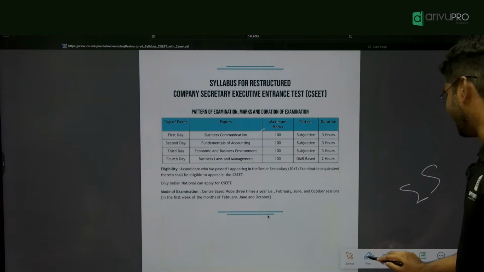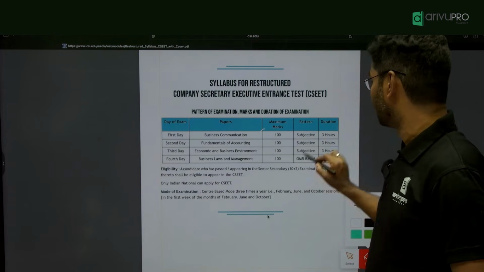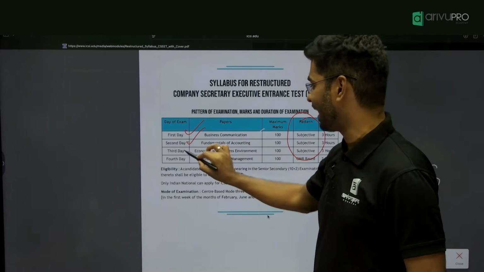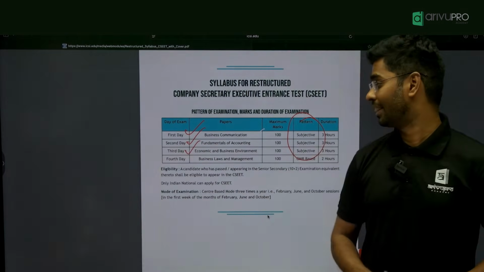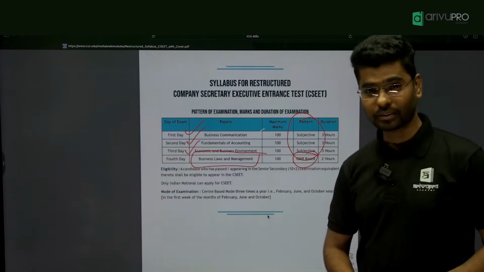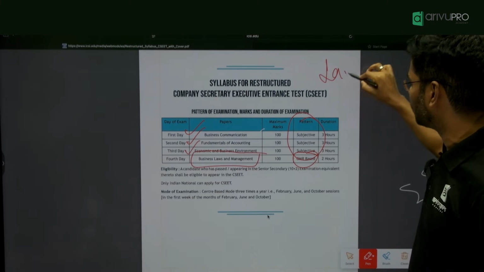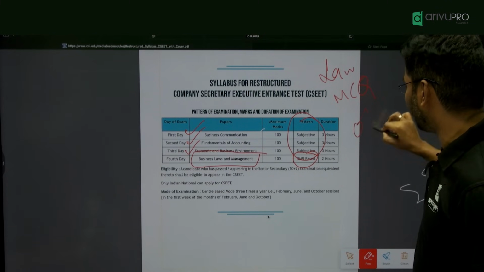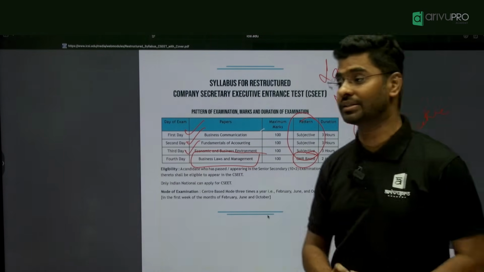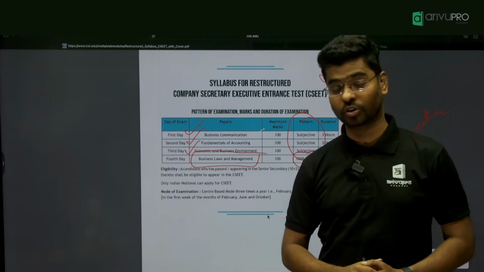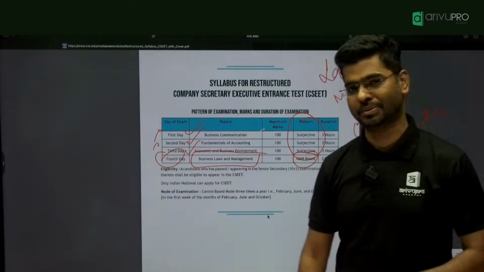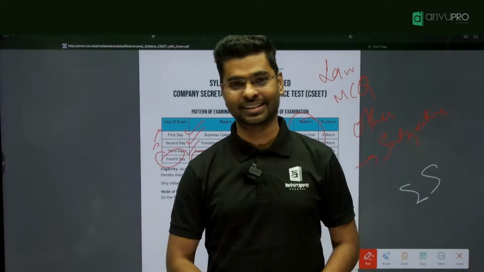Now something that is little important for you guys to look at it is 3 of your papers are subjective. That is your business communication, accounting, and your economics and business environment. And the 4th paper has become an OMR based. Now that means only your law paper will become MCQ. All other papers are going to become subjective. Now this is a major change. CS has gone back to its old roots. I would have preferred this paper to be subjective, these two to become my objective paper, but CS Institute has made its ways, so I am not the guy to change it.